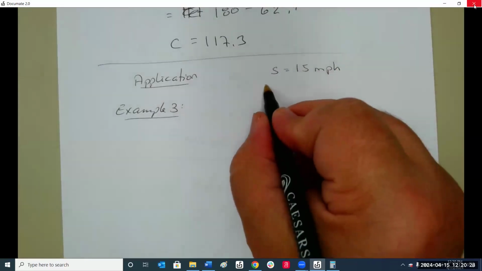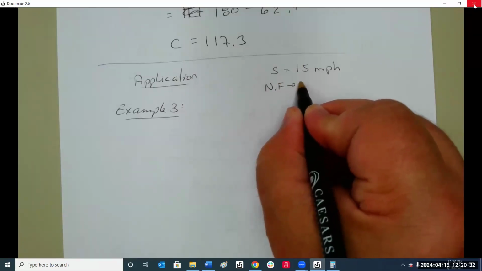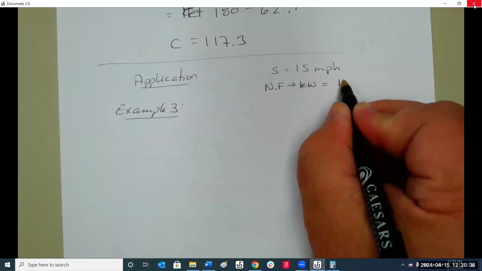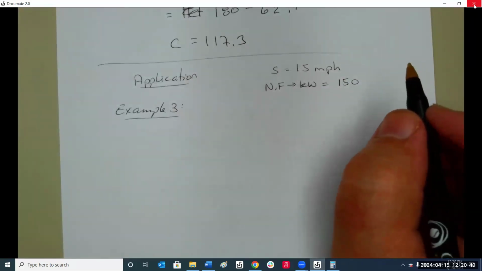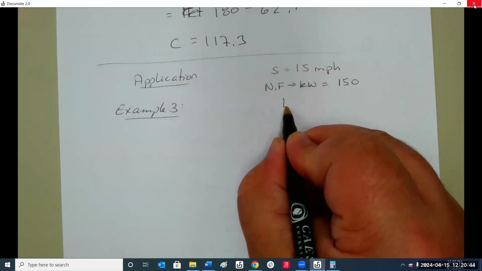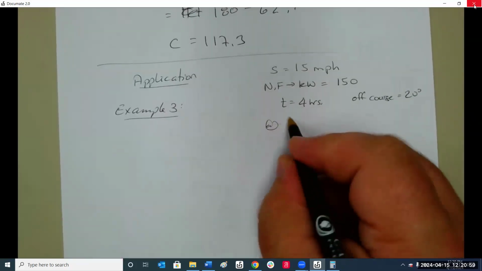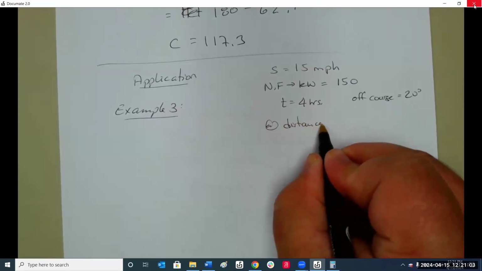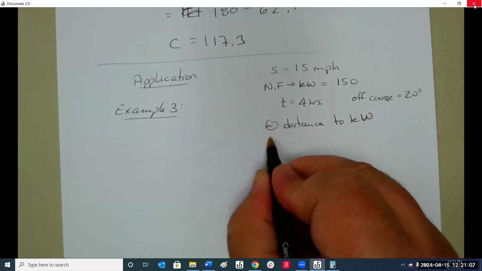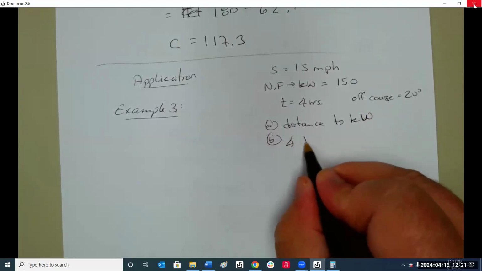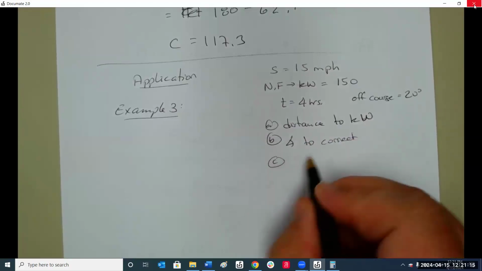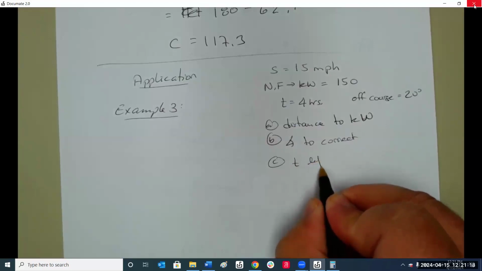Speed is 15 miles per hour. Naples, Florida to Key West equals 150 miles. Okay, A: distance to Key West. Angle to correct. Time left.